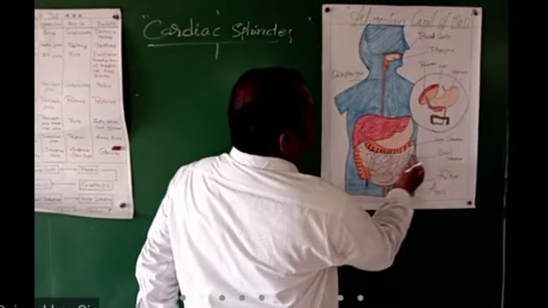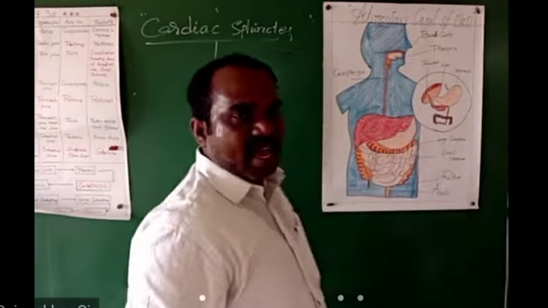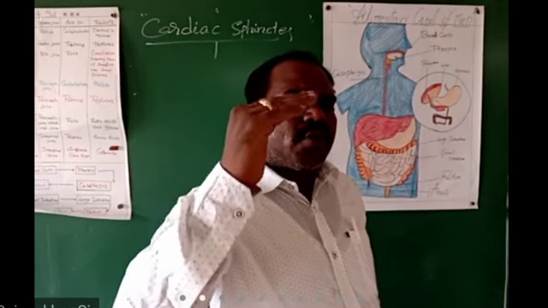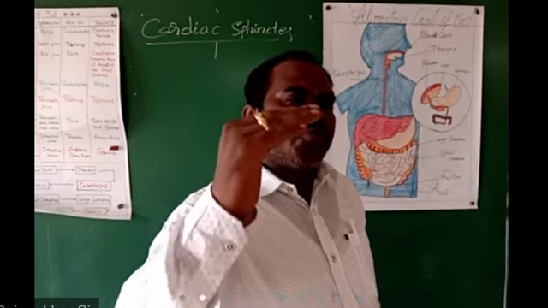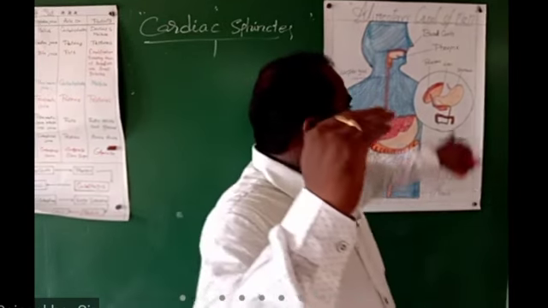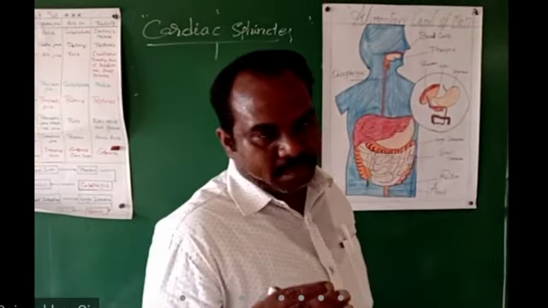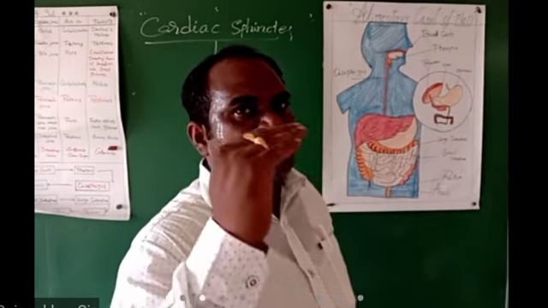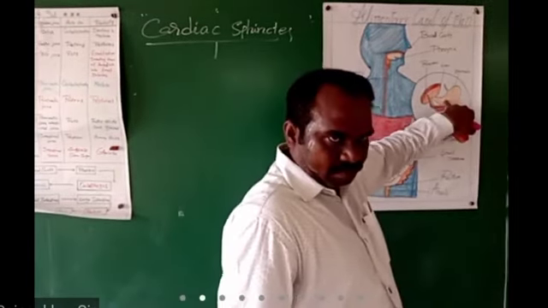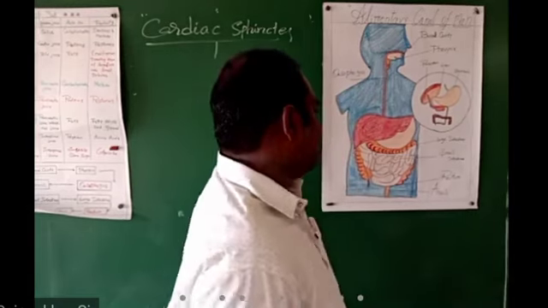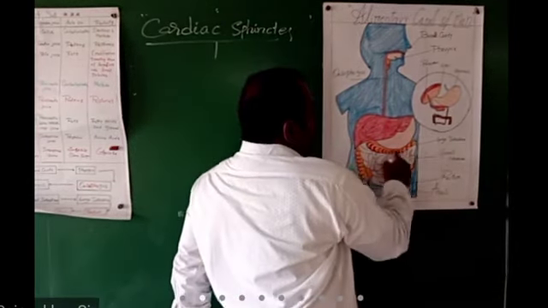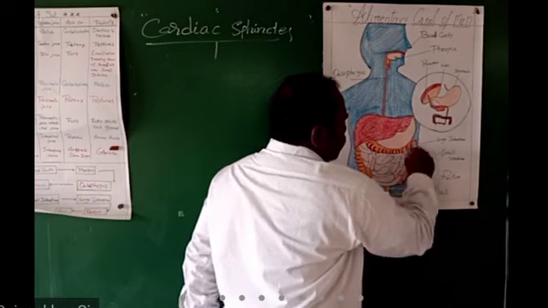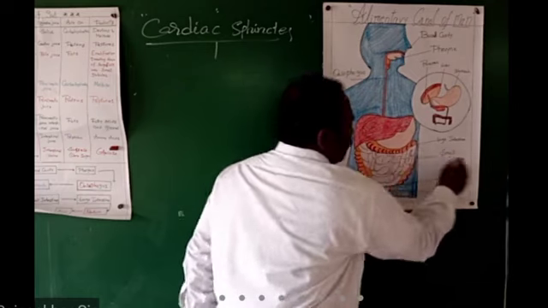Next, the stomach opens into the small intestine. Some amount of food material digestion takes place in the stomach. Maximum digestion of food materials takes place in the stomach, except carbohydrates. Next, the stomach opens into the small intestine.